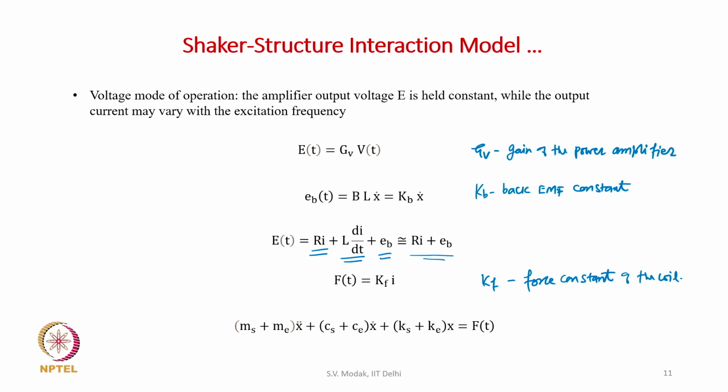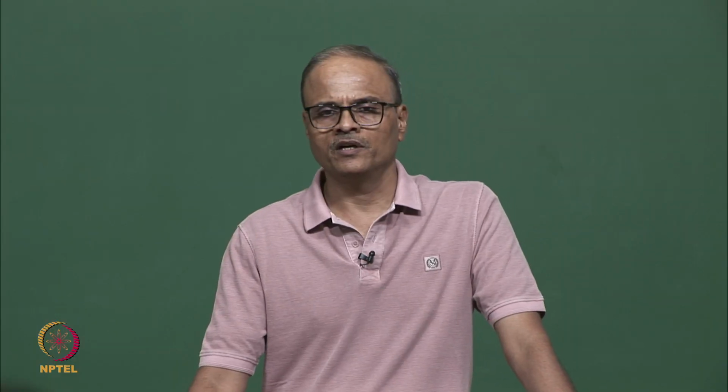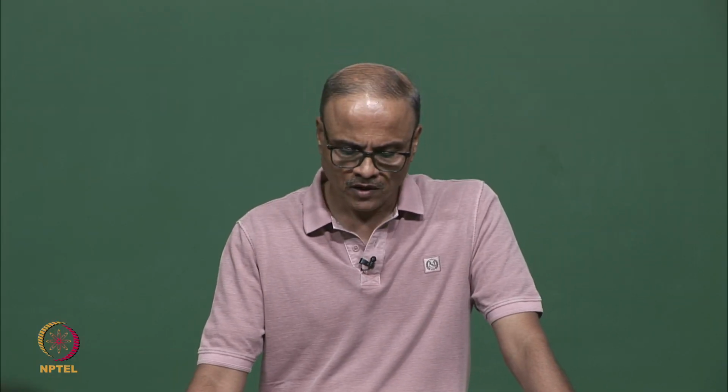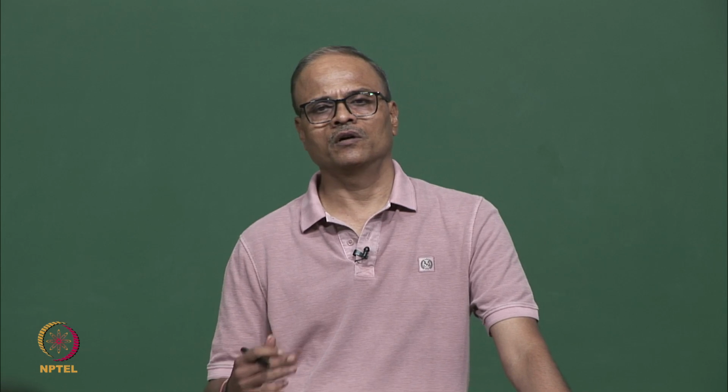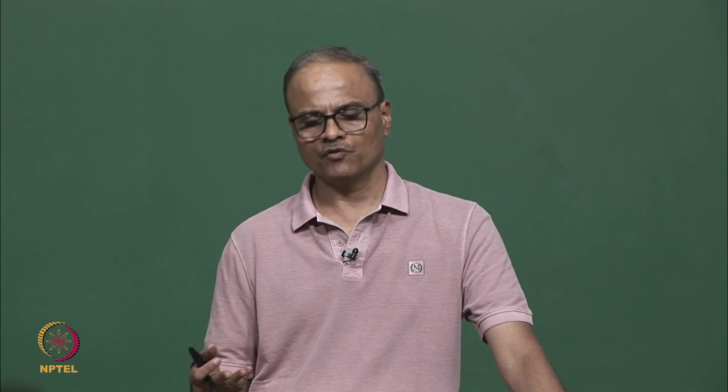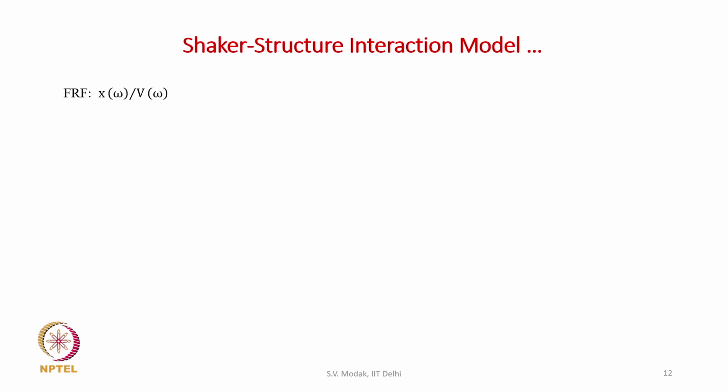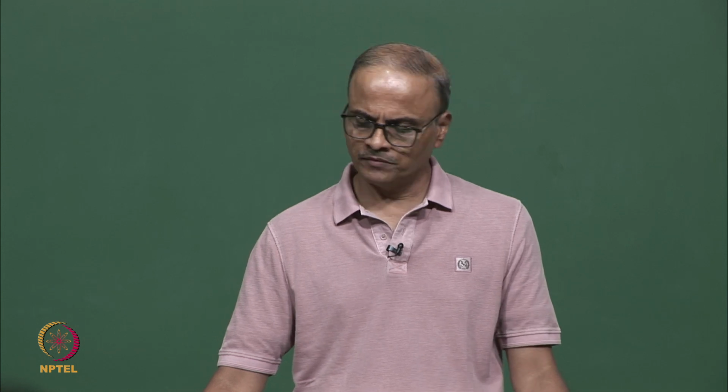So these are the governing equations for that electromechanical system. And now we can derive the FRF of interest using these equations. Let us first look at the frequency response function x upon V, where V is the input to the shaker structure system and x, the mechanical displacement of the system, is the output.